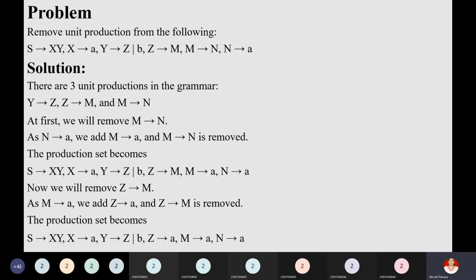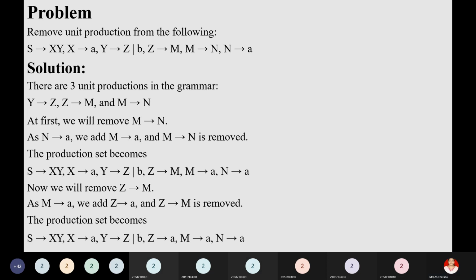Remove unit production from the following grammar. Look at it. There are some production rules here. X tends to AX, X tends to small a, Y tends to Z or B, Z tends to M, M tends to N, N tends to A. First of all, identify the unit production. So Y tends to Z is a unit production, Z tends to M is a unit production, M tends to N is a unit production, but not this X tends to A or this N tends to A.